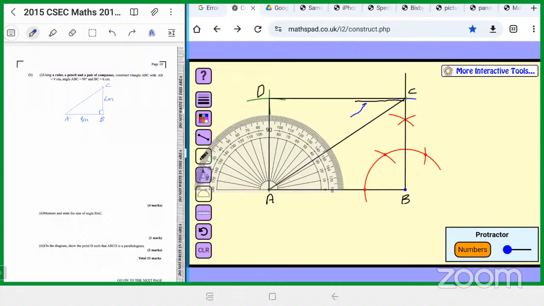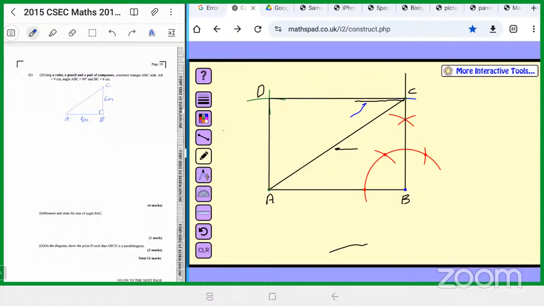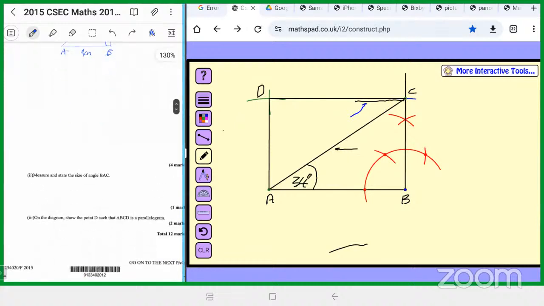See that? I'm measuring right here, up to here. That's the inner scale I've used. So that looks like about 34 degrees. It doesn't quite reach 35. So right here is 34 degrees. That's the answer for this one, 34 degrees.